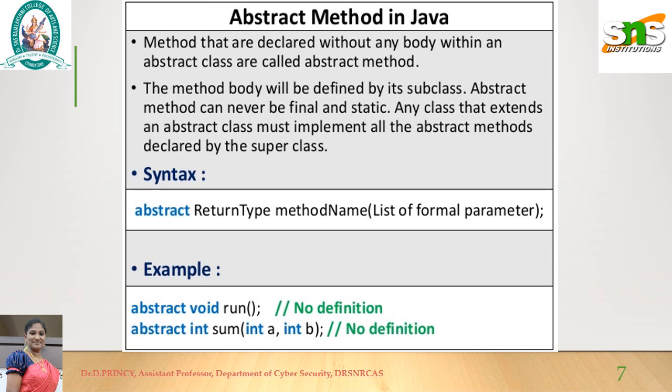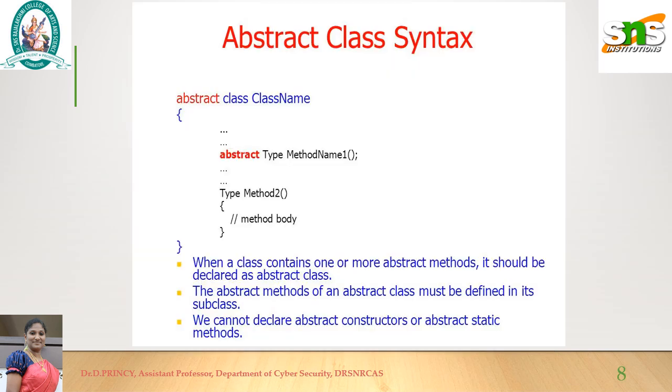This is the syntax to define an abstract method: abstract, return type, method name followed by parameters. In that example, abstract is a keyword, the return type is void and run is the method. The second example has two arguments of integer type. Abstract class: when you define a class with the abstract keyword, the methods declared inside the class should also be abstract. That means the class should be extended and the methods should be overridden.